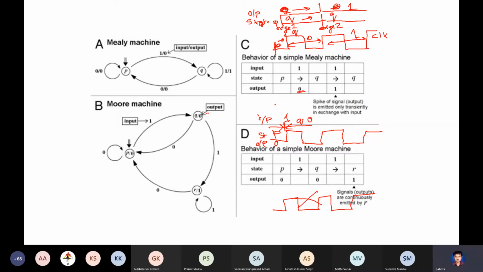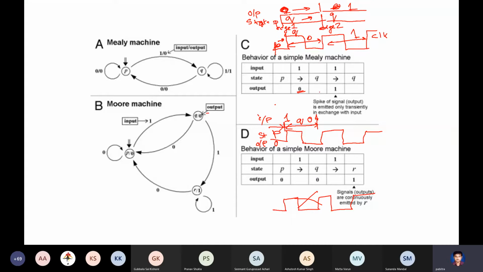Then it continues to be in an output of 0. Still the next input comes here, which is 1. So you see the difference is that here, in the Mealy machine, the output happens immediately when you get the input. But here, in terms of the synchronous system, it's actually the same. The input comes, the output doesn't change immediately; you first move to the next state Q and then produce an output 0.